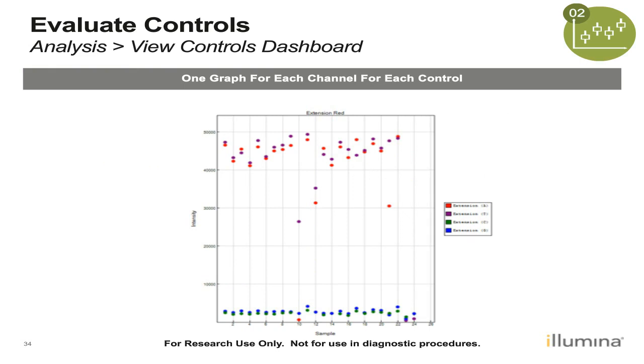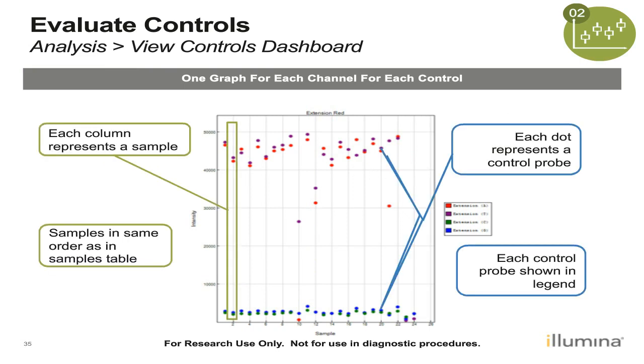There is one graph for each channel for each control, and each column represents a sample. The samples are presented in the same order as in the samples table. So if you ever change the order in the table, it will rearrange things in the controls dashboard as well. And every dot represents a control probe, and each control probe is shown in the legend. In this example, the purple and the red represent the A's and the T's, and the green and the blue represent C and G control.